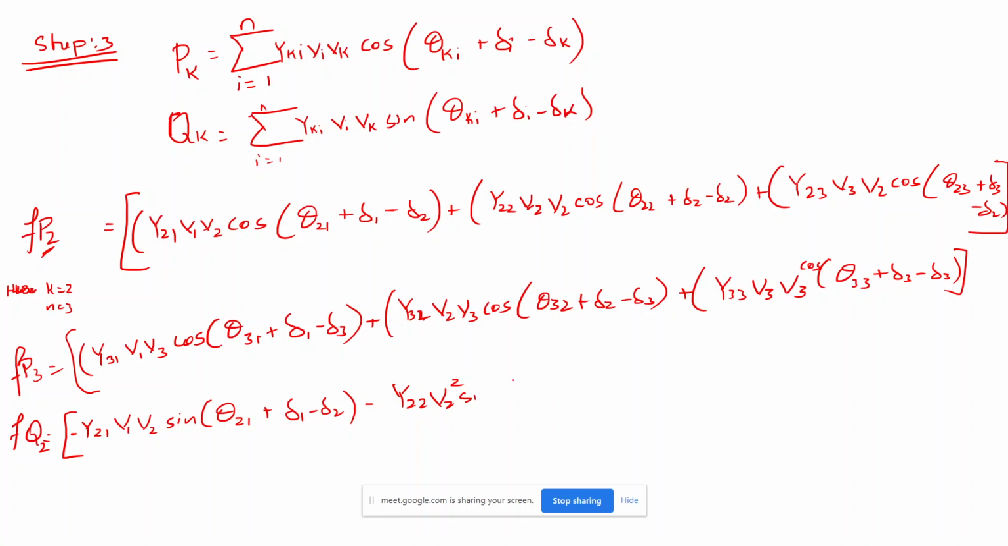Sine theta 22, then minus, sorry, it is plus only, plus del 2 minus del 2, then it will be cancelled, that you know already, and minus y23 V3 V2 sine theta 23 plus del 3 minus del 2. So this is the corresponding equation. Note down this corresponding equation, because from here only we need to solve the problem.